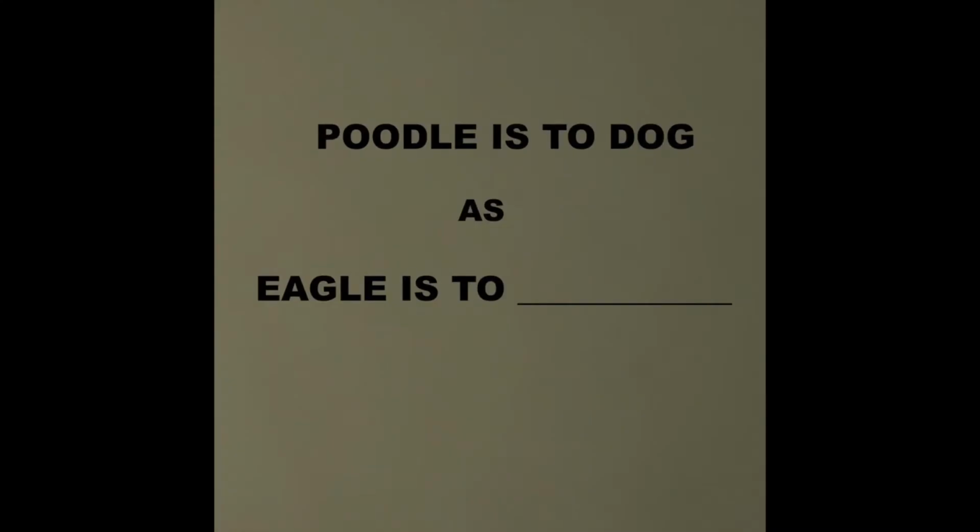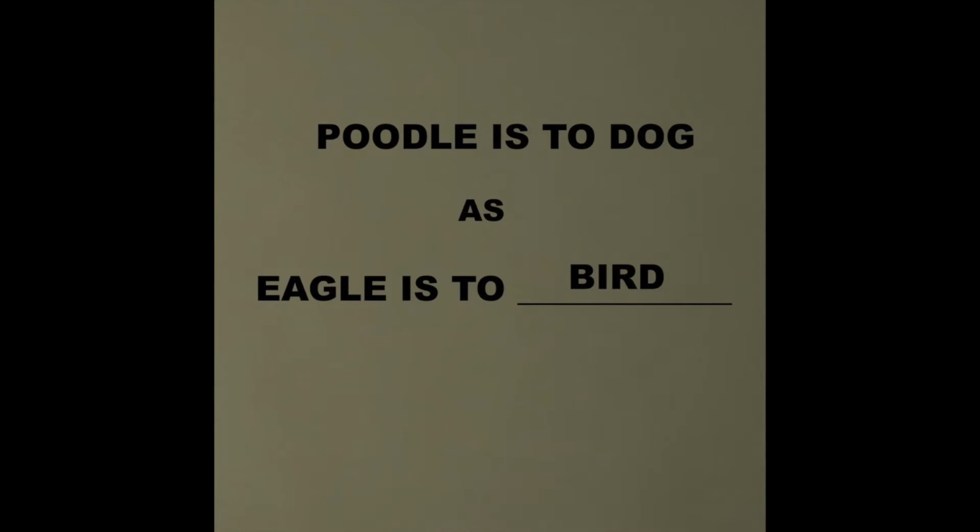You can get the idea from this first example here. A poodle is to a dog as an eagle is to a, well, a poodle is a kind of dog. That's the relationship in the first sentence. Once you figure out that first relationship, apply the same principle to the second part of the puzzle, which is here: an eagle is a bird.